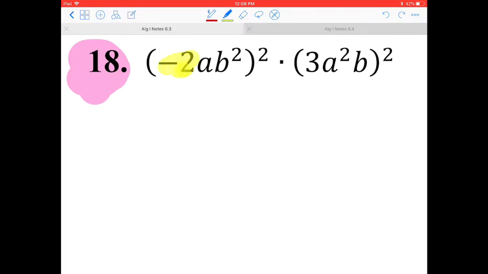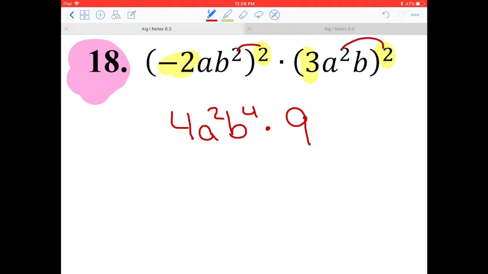So negative 2 squared. Remember, if your coefficient's negative, you need to really pay attention to whether that's an even or an odd number. It's even. So negative 2 squared, this is positive 4. A squared, b to the 4th, right? Times, bring down that multiplication, over on the right side. 3 squared is 9, and then a to the 4th, b squared.